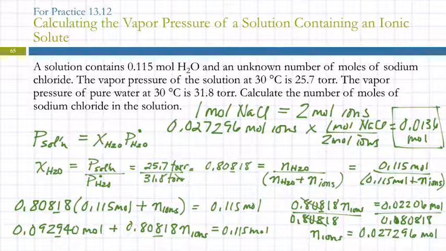Any questions? If you think of it in terms of, if you write it out, okay, 1 mole of sodium chloride equals 2 moles of ions, and use that as a conversion factor, then you don't have to think about it so much. You can show it to yourself with units and be okay.